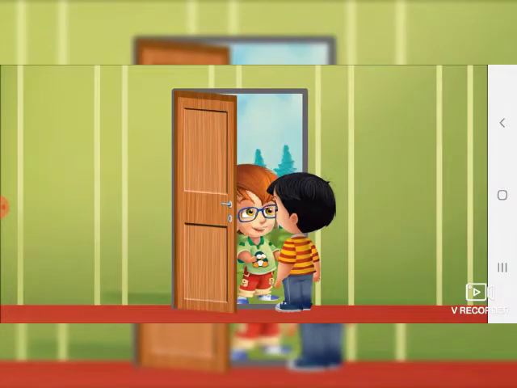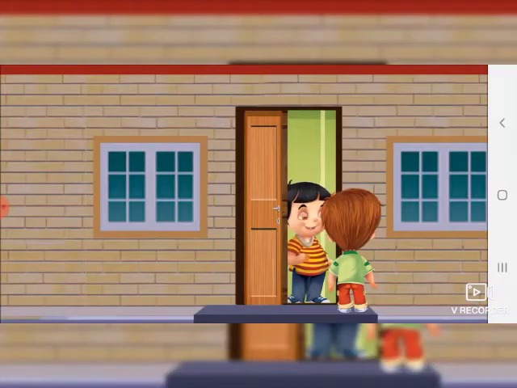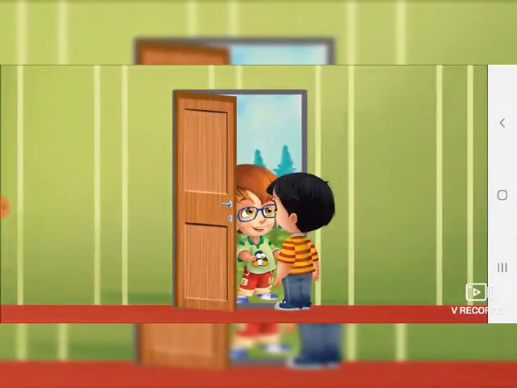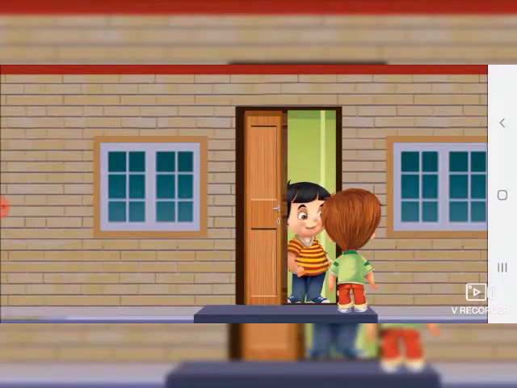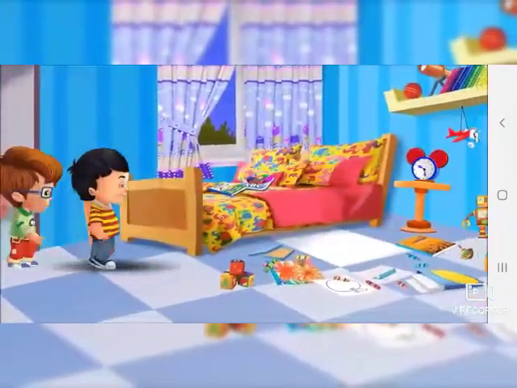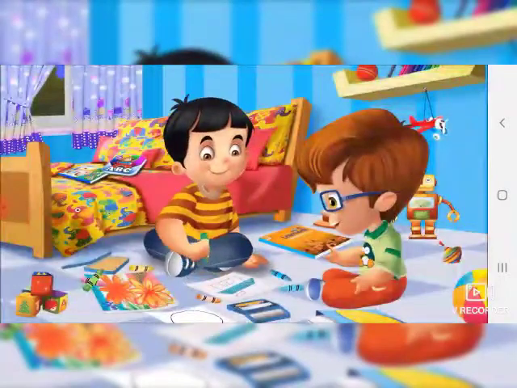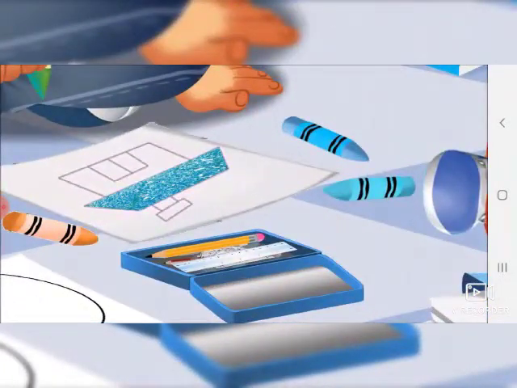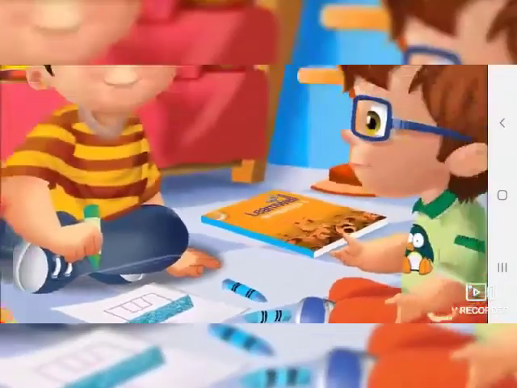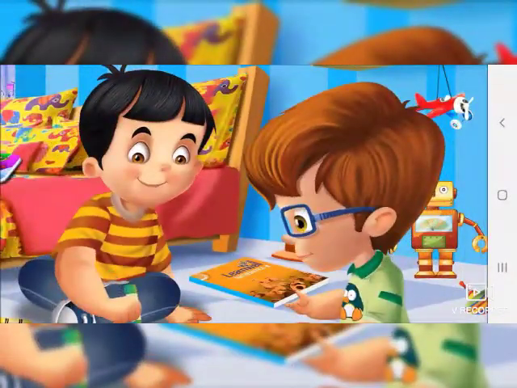Neil says, "Hello, Sid." Sid replies, "Hello, Neil." Neil asks Sid, "What are you doing?" Sid answers, "I am drawing a hut. Come inside, I'll show you." Neil goes inside with Sid to see his drawing. Neil says, "It's beautiful. Hey Sid, you have a ruler too." Sid replies, "Yes, my father has bought it."